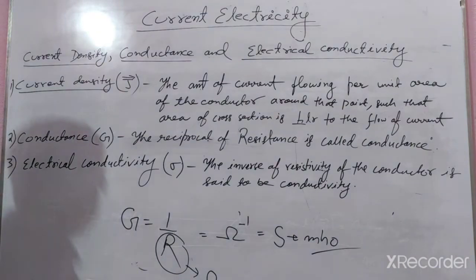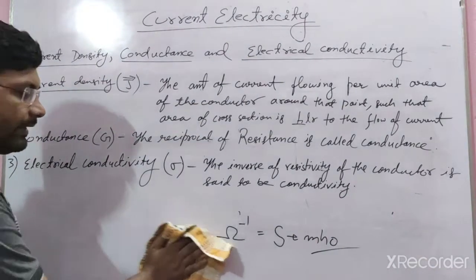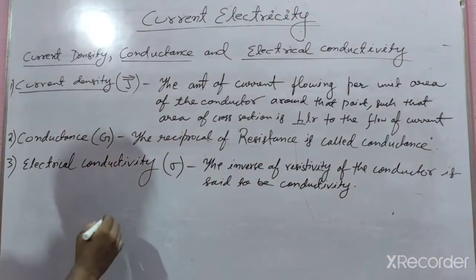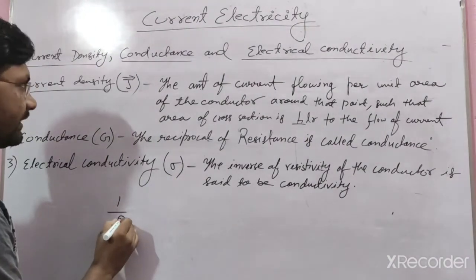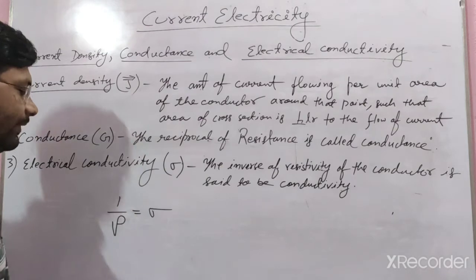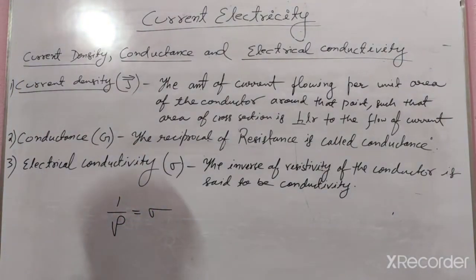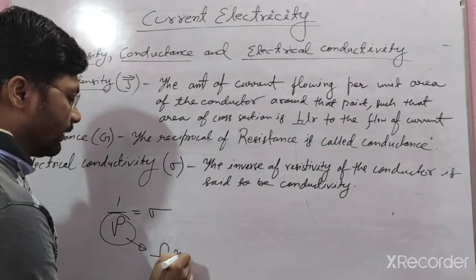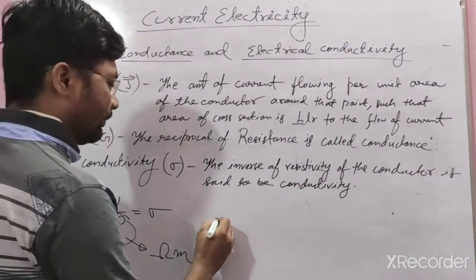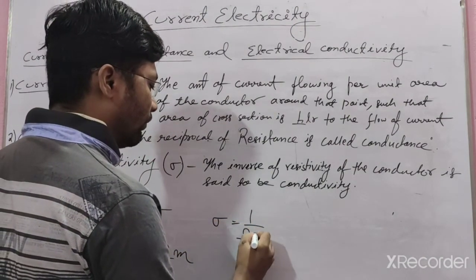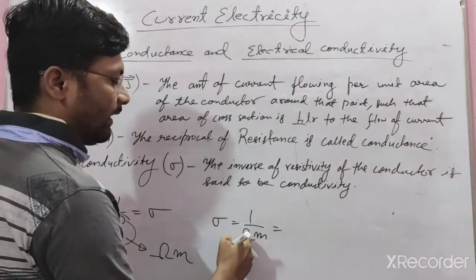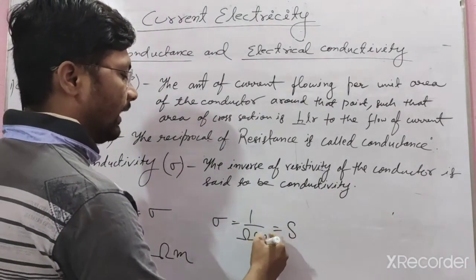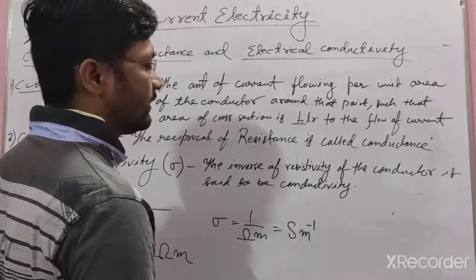Now, electrical conductivity, represented as sigma. The reciprocal of electrical resistivity or specific resistance is called electrical conductivity. Sigma equals 1 by rho. The unit of resistivity is ohm meter, so the unit of conductivity will be 1 by ohm meter. And 1 by ohm, that is 1 by resistance, equals conductance, and the standard unit of conductance is S. So the unit of conductivity is S per meter, or S meter minus 1.